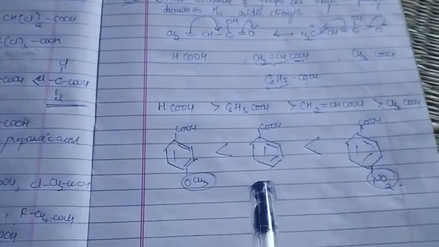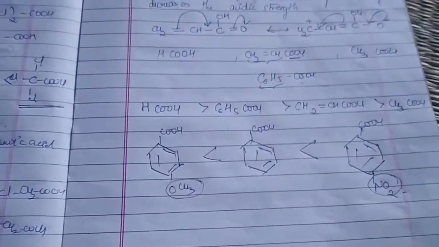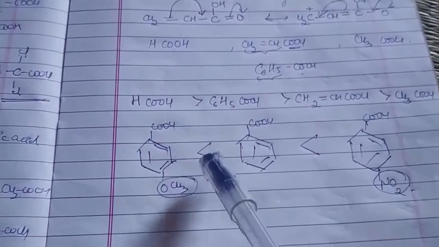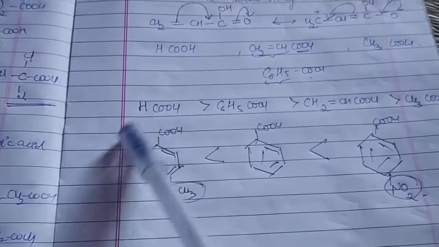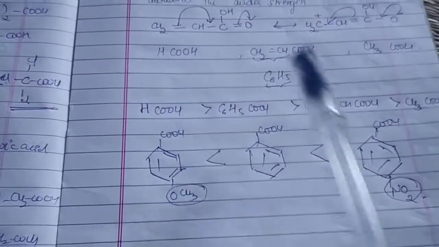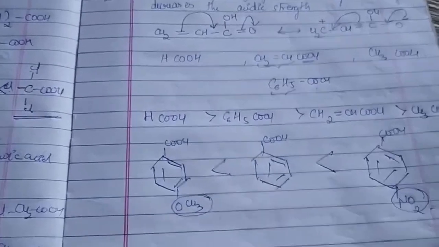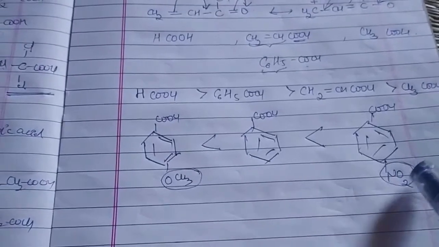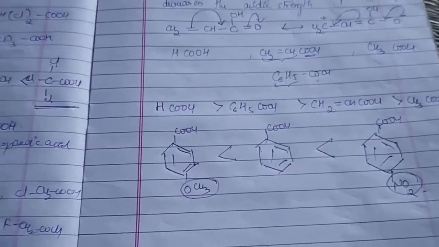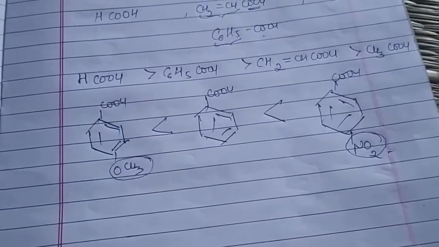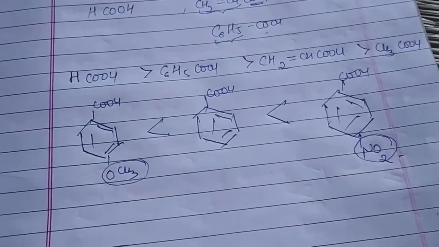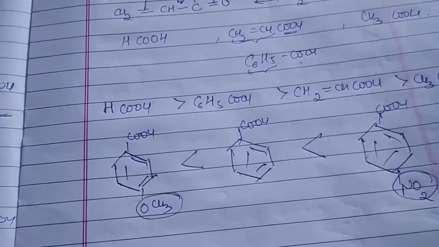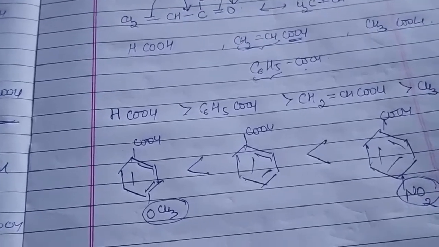Then we also saw some examples where you have been given methoxybenzoic acid, benzoic acid and nitrobenzoic acid. In methoxybenzoic acid, your methoxy group is an electron donating group, so its acidic strength will be less when compared to benzoic acid, which has neither any electron donating nor any electron withdrawing groups. But the nitrobenzoic acid will have the highest acidic strength. So this completes today's video. In our next video, we'll be seeing certain reactions which involve the cleavage of the C-OH bond.